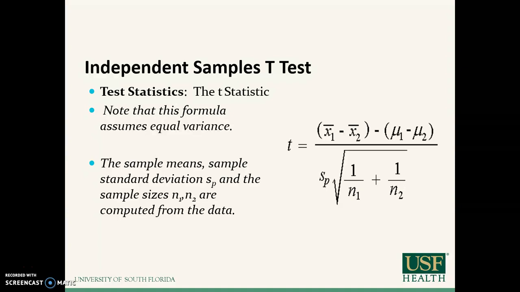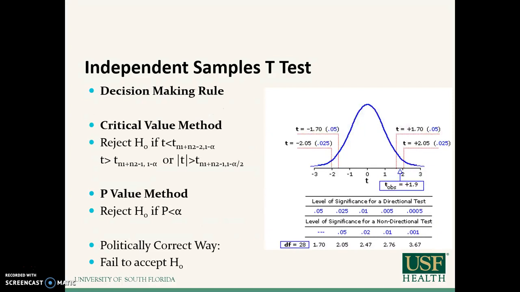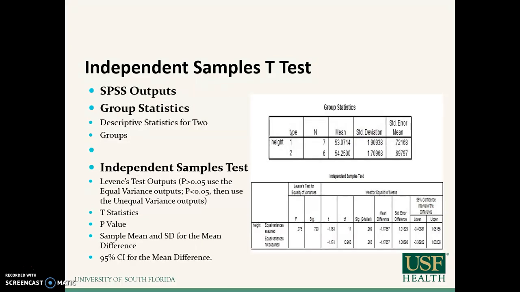So it's x1 bar minus x2 bar minus the difference between mu1 and mu2, divided by Sp, the pooled sample standard deviation, times the square root of 1 over n1 plus 1 over n2. So n1 and n2 are the two sample sizes. If sigma1 squared and sigma2 squared are not equal, then you use another form of the t-statistic. Okay, and there's going to be Levene's test for testing whether H0, whether these variances are equal. So I'm going to just skip all these.